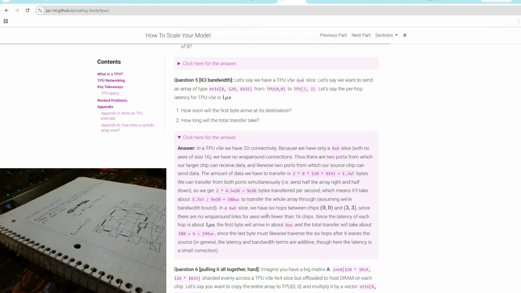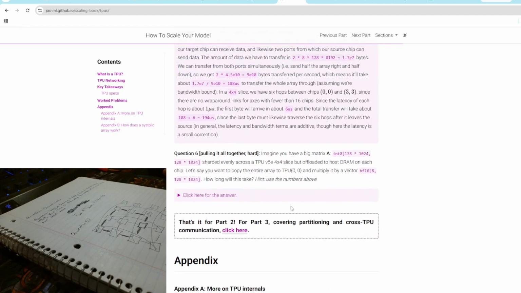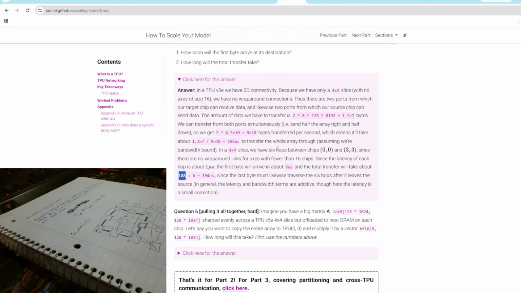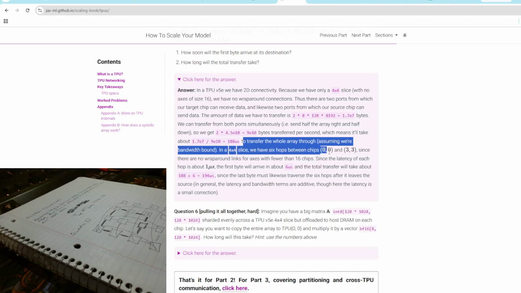Wait, before I go on, I'm curious now about the latency. I wonder what causes that latency. But you know what? It all makes sense now. There's latency, and then it takes the bandwidth time to actually transfer. So this actually makes complete sense. Now 4x4 slice, we have 6 hops between chips. Okay, actually that still does not make sense. Why are there 6 hops between 3?